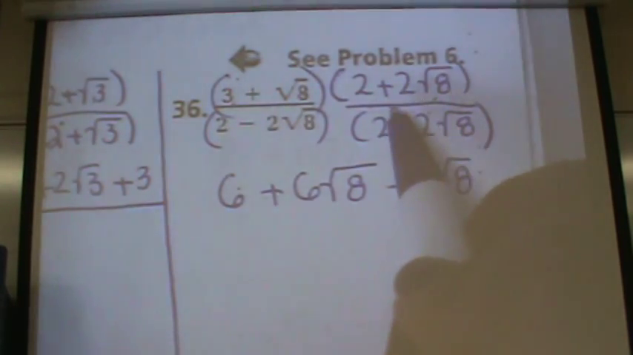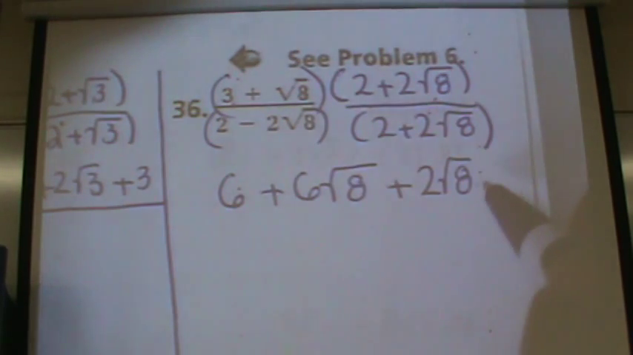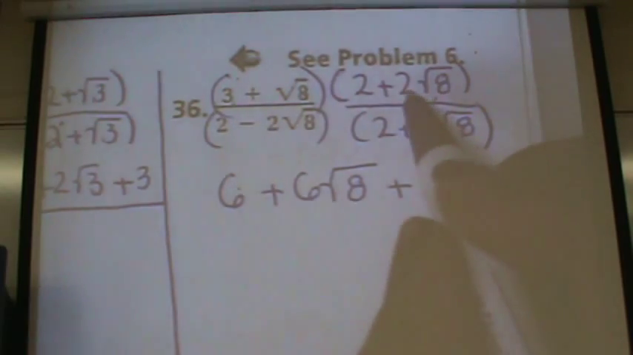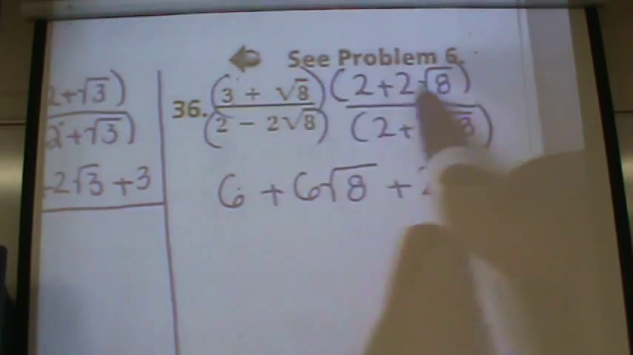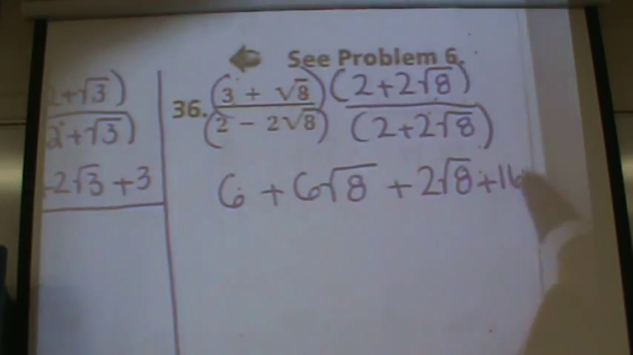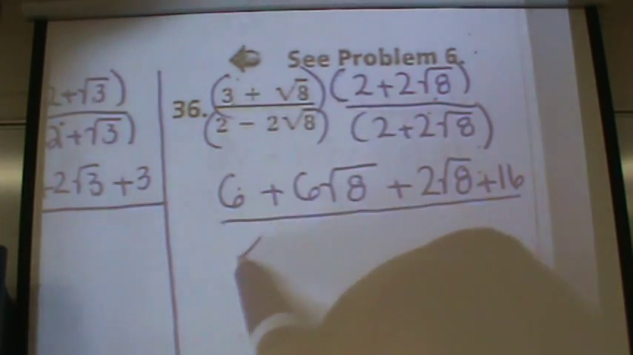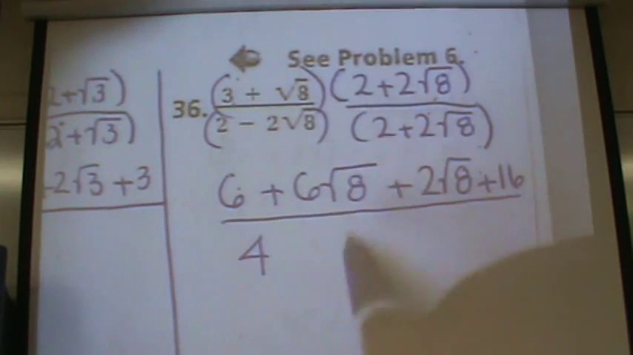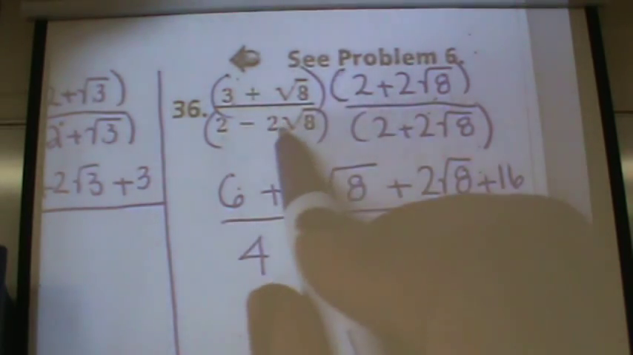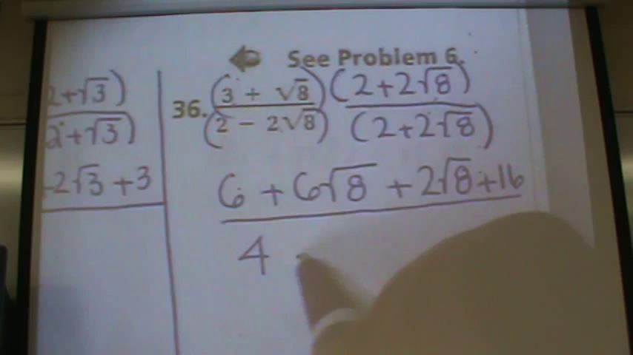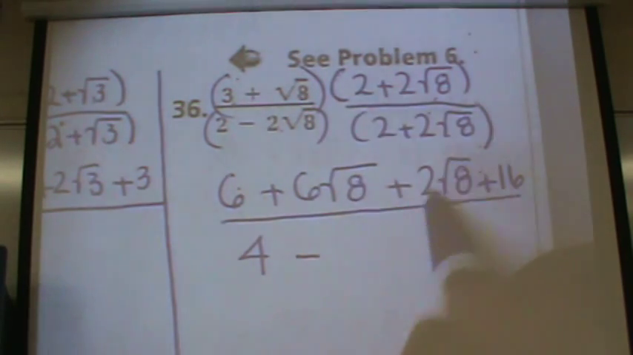What's 2 root 8 times root 8? What's 2 times 8? It'd be 16. Bottom, you get 2 times 2 is 4. The next two cancel. And last one, what's 2 root 8 times 2 root 8? It's going to be 4 times 8, which is 32.